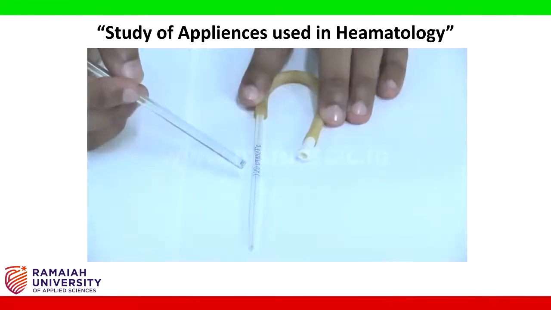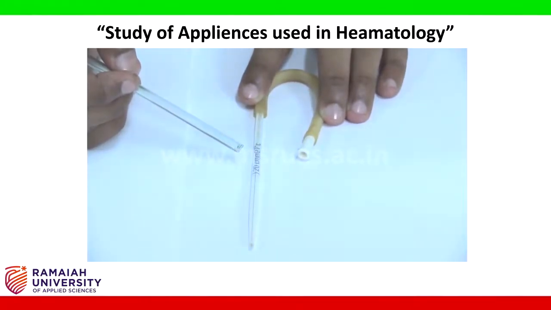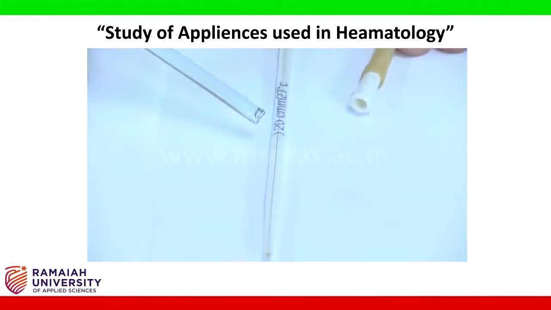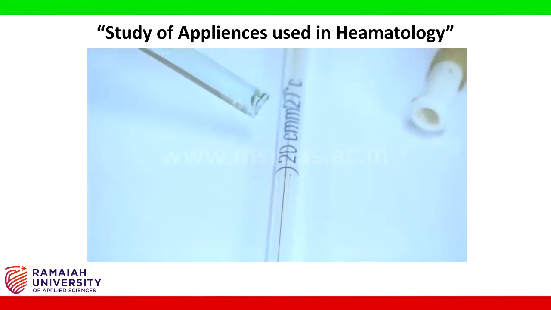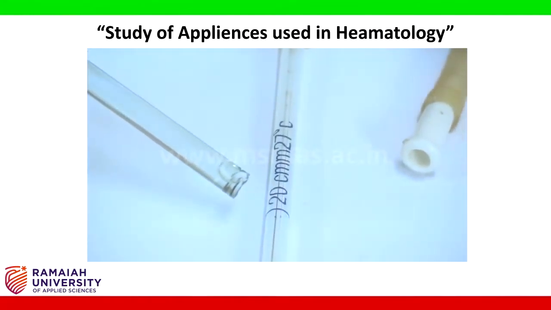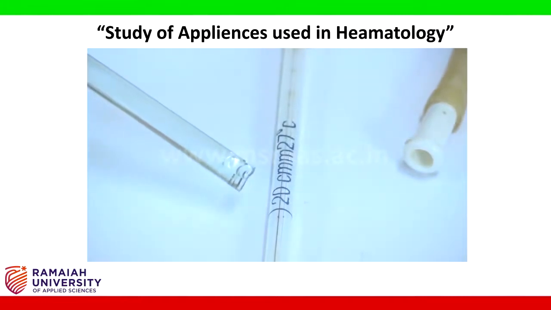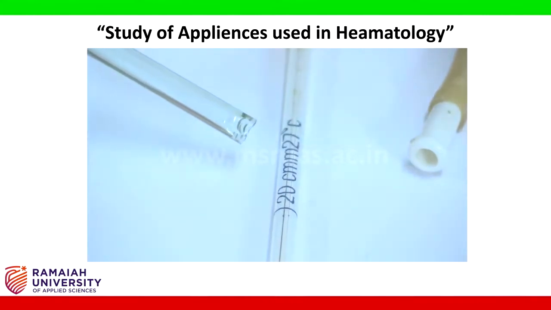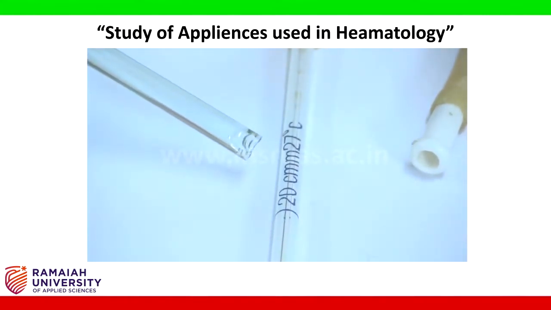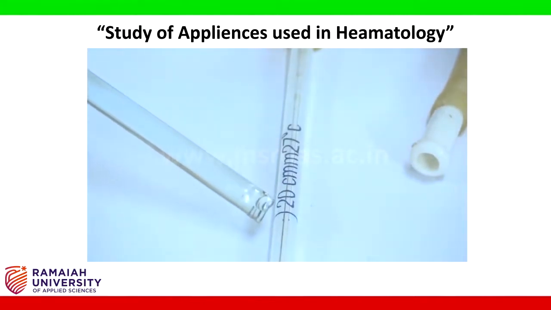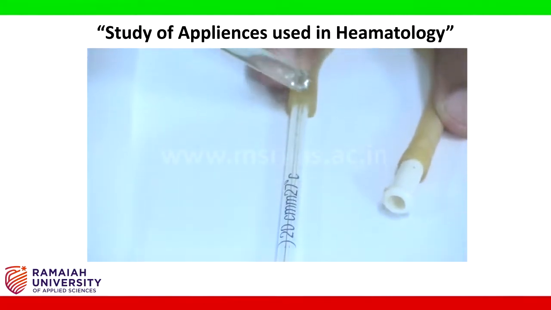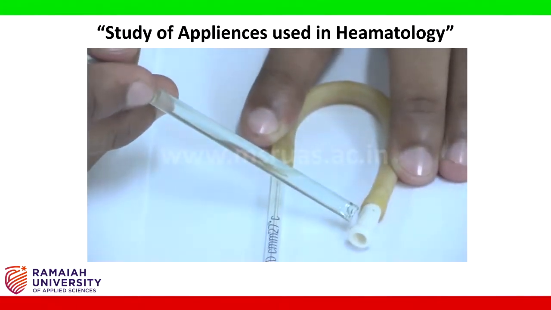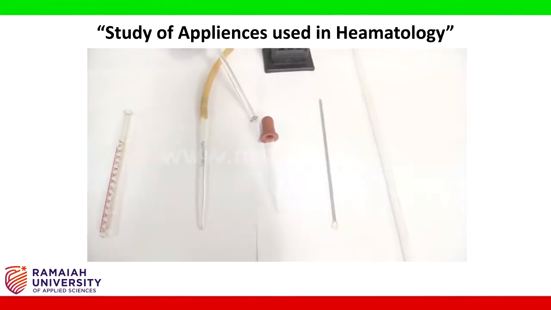Hemoglobin pipette. This is the hemoglobin pipette which is utilized in estimation of hemoglobin content of the blood. It's a glass capillary pipette with only a single calibration mark of 20 microliter on it. There is no bulb in this pipette as compared to the cell pipettes that we studied earlier, as no dilution of the blood is done. The stem of the pipette further continues with a soft rubber tube which is attached with a mouthpiece which is white in color.